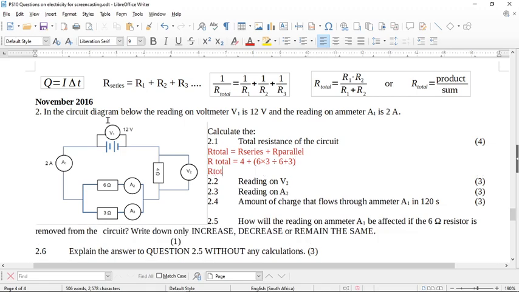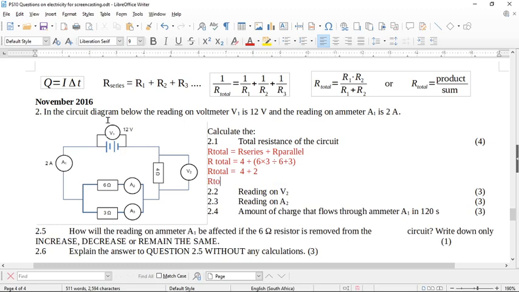So my R total is going to be 4 in series, plus, like I said, 6 times 3 is 18, divided by 6 plus 3 is 9, 18 divided by 9 is 2. So my total resistance equals 6 ohms. No unit, no mark. Okay.